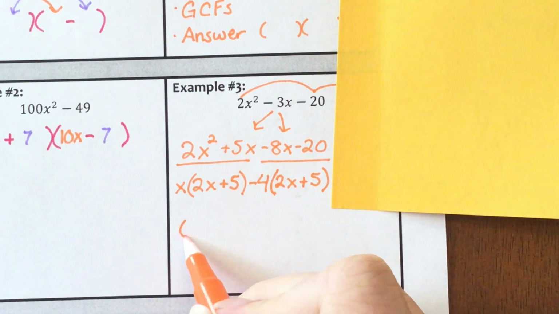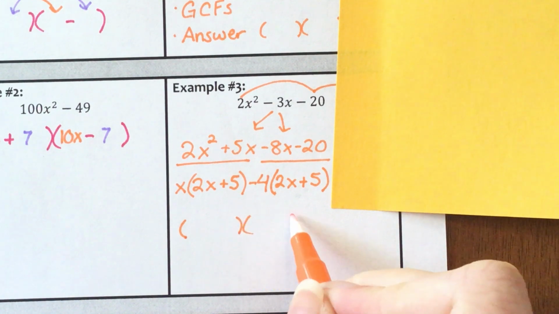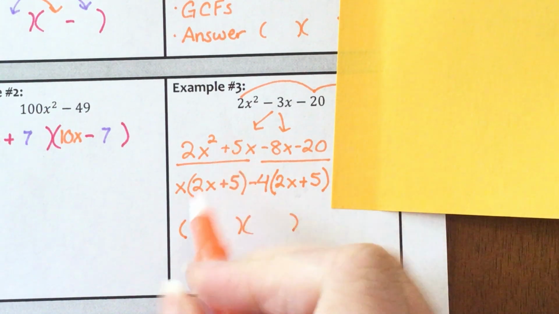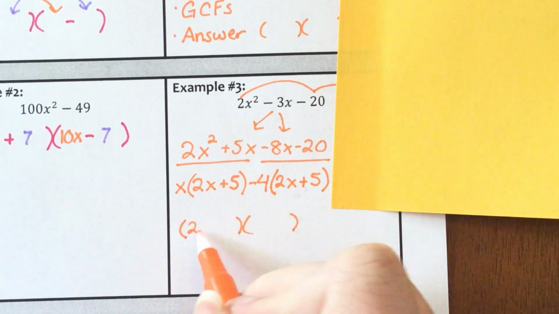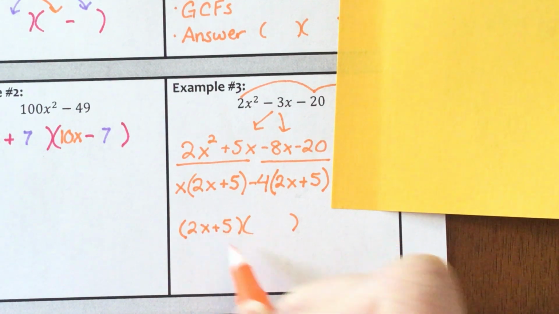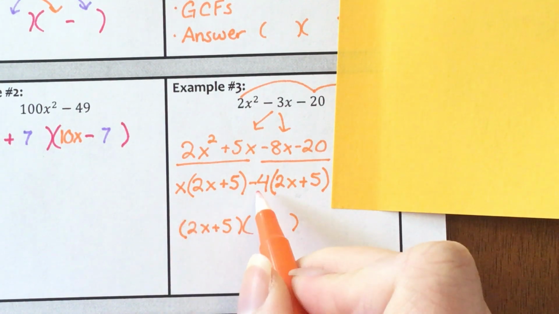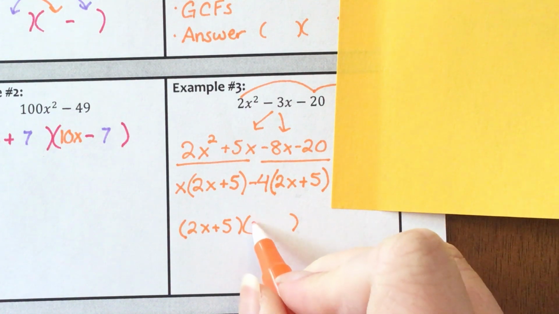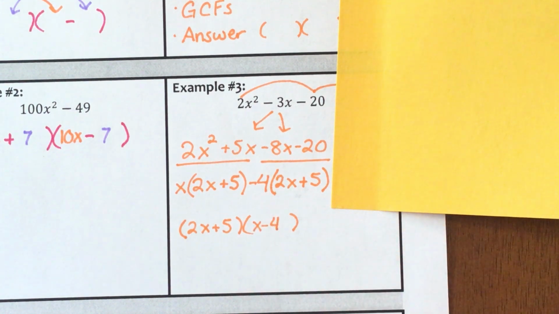Remember that our answer looks like parentheses times parentheses. One set of parentheses will be whatever matches, so that's the 2x plus 5. And the other set of parentheses comes from those GCFs, those outside numbers, so x minus 4.